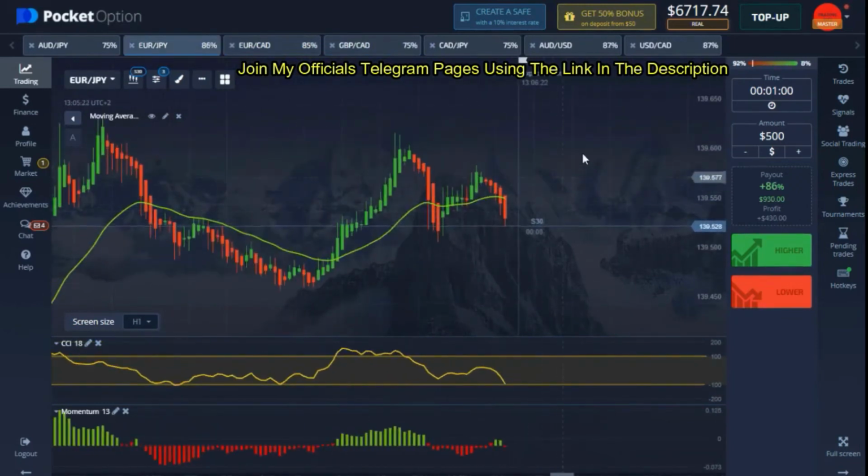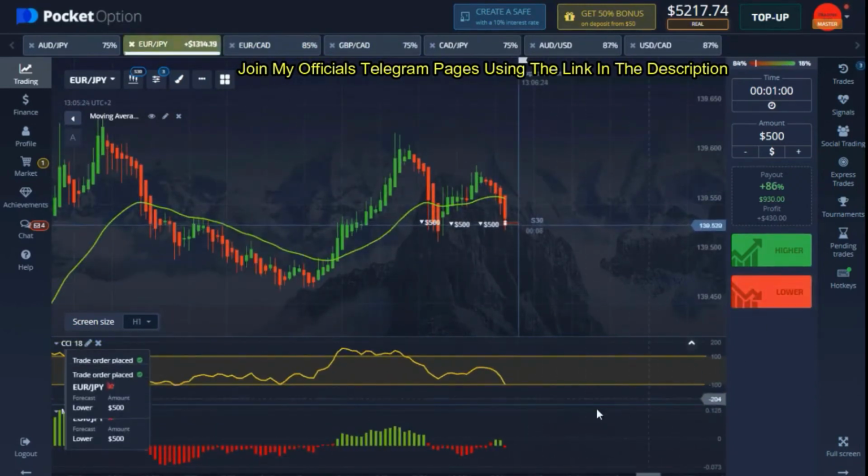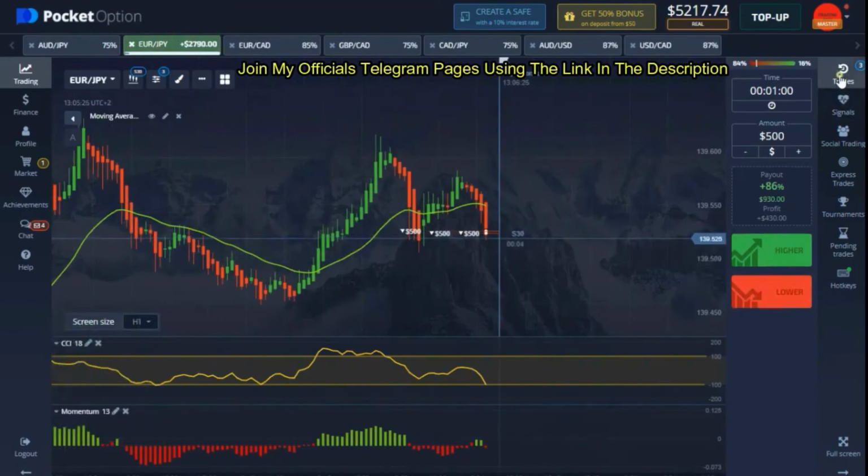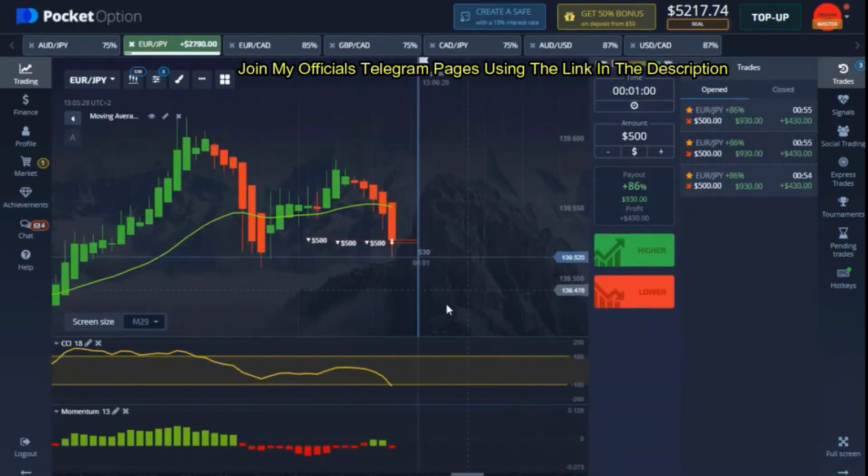Okay guys, a good moment here. I'm going to enter a trade on that. All right, so over here, what I actually observe is that my CCI is going down very strong here. We actually place a position.